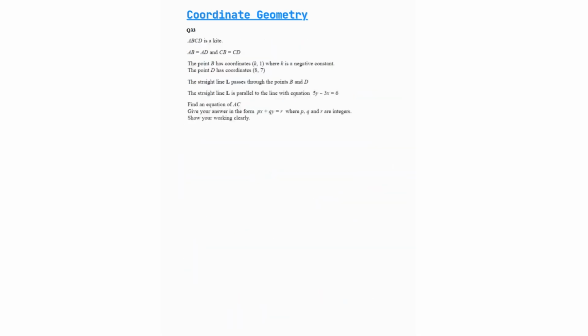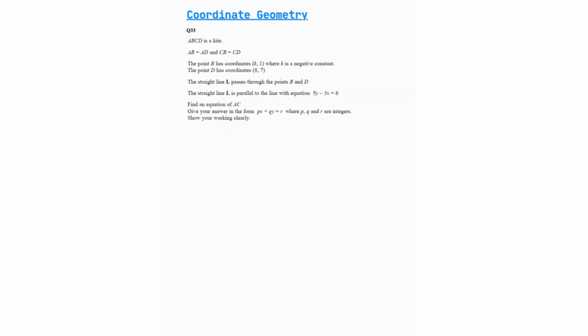The next question says that ABCD is a kite, AB equals AD, CB equals CD. The point B has the coordinates (k, 1), where k is a negative constant. The point D has the coordinates (8, 7). The straight line L passes through the points B and D. The straight line L is parallel to the line with the equation 5y minus 3x equals 6.